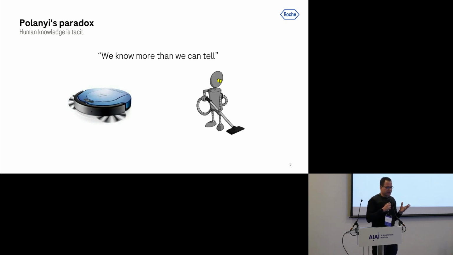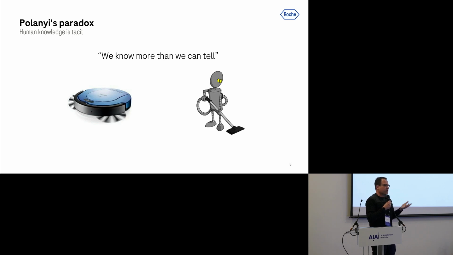So Polanyi's paradox is named after the British-Hungarian philosopher Michael Polanyi, and it basically talks about how human knowledge of our own capabilities and actions is to a large extent beyond our explicit understanding. It's basically summarized in the sentence, we know more than we can tell. So this means that the tasks we do, our mundane, daily tasks, are mainly based on our intuitive, tacit knowledge, and we can't really verbalize them or explain how we do them.